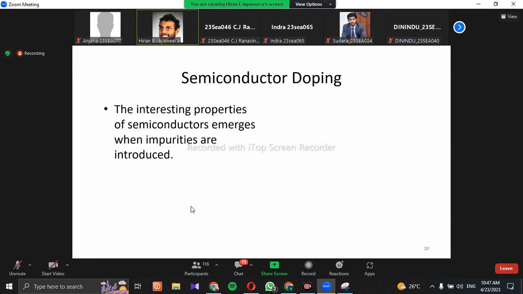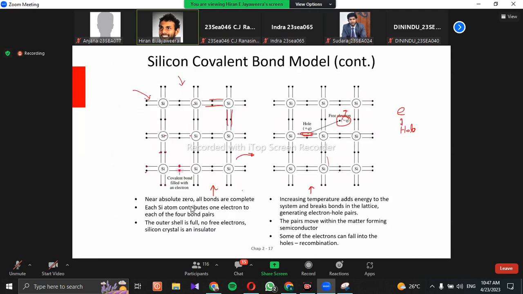Right. Now, when you look at this, we are getting a very small number of electrons in the system, so the conductivity is not good enough for our work. If you take pure material, we call it intrinsic material. Pure silicon is an intrinsic material. So what we do is we add impurities, right? When you add impurities, we call it a process.